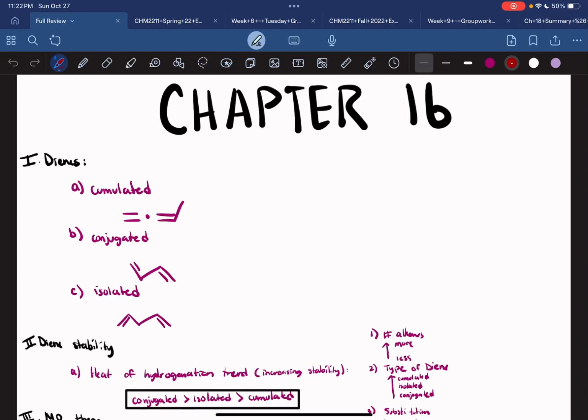Welcome back. We're going to be discussing dienes. Dienes are compounds that contain 2 pi bonds. The dienophiles are the ones that have 1 pi bond, okay? So there are 3 types of dienes. There are cumulated dienes, which are directly adjacent to each other. There's conjugated dienes that are separated by 1 sigma bond. And there are isolated dienes, which are separated by 2 sigma bonds.